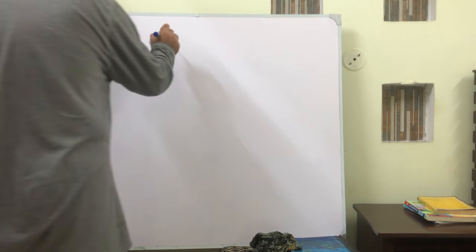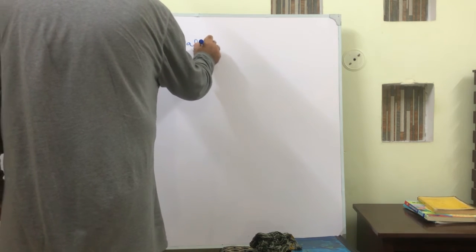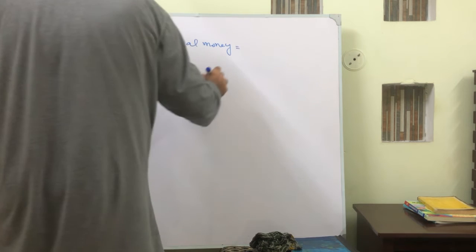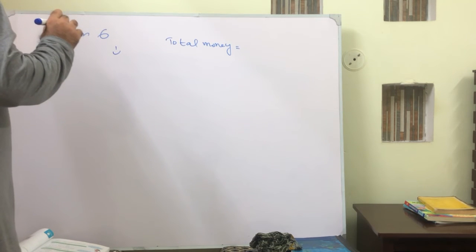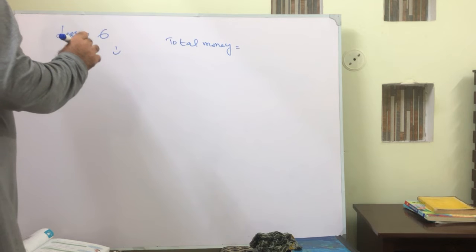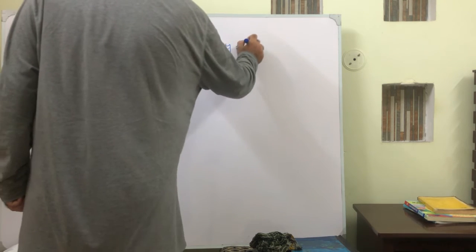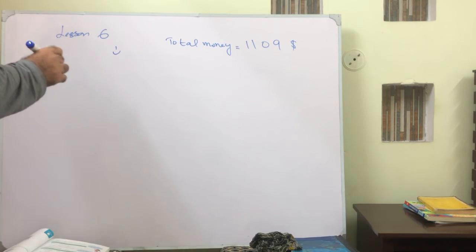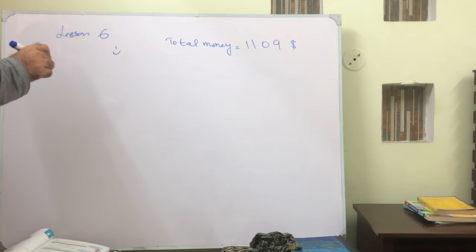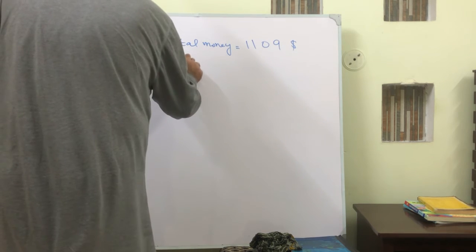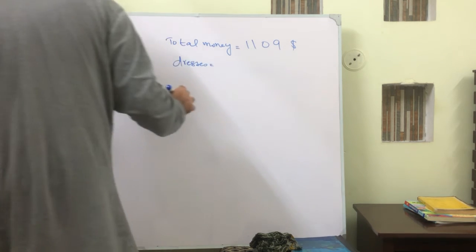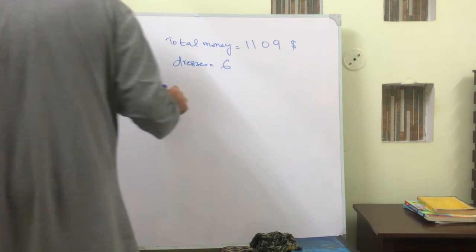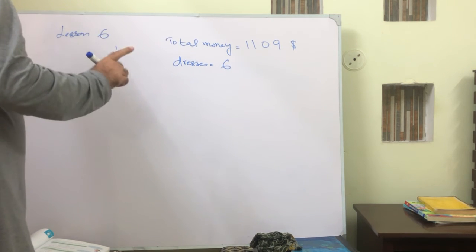So the thing is that the total money from the sale of dresses and skirts is how much? 1109. She got $1109. Okay. Now she collected $1109 from the sales. Okay. She sold each dress for $129. Okay. How many dresses? Dresses sold were 6. Okay. And each dress is $129.